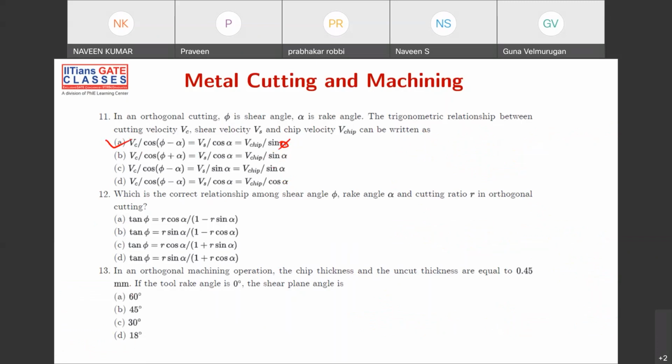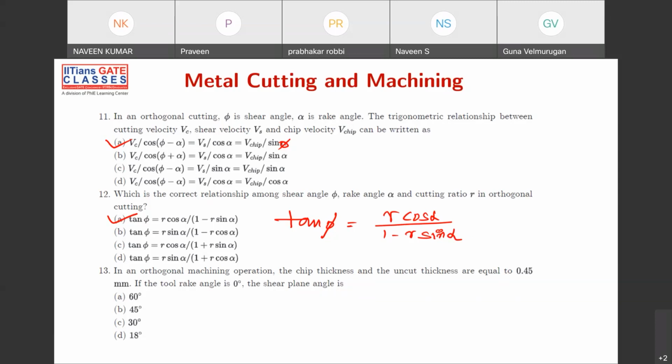Twelfth one. Formula. You have to answer this. There is no backing out for this. You have to answer at any cost. Is it R sin alpha by 1 minus R cos alpha, or is it R cos alpha by 1 minus R sin alpha? Or is it plus in the denominator? Very important. Yes, you are all right. The answer is A. Tan phi is equal to R cos alpha by 1 minus R sin alpha. Very important formula. Clearly I mentioned to you in the previous class.